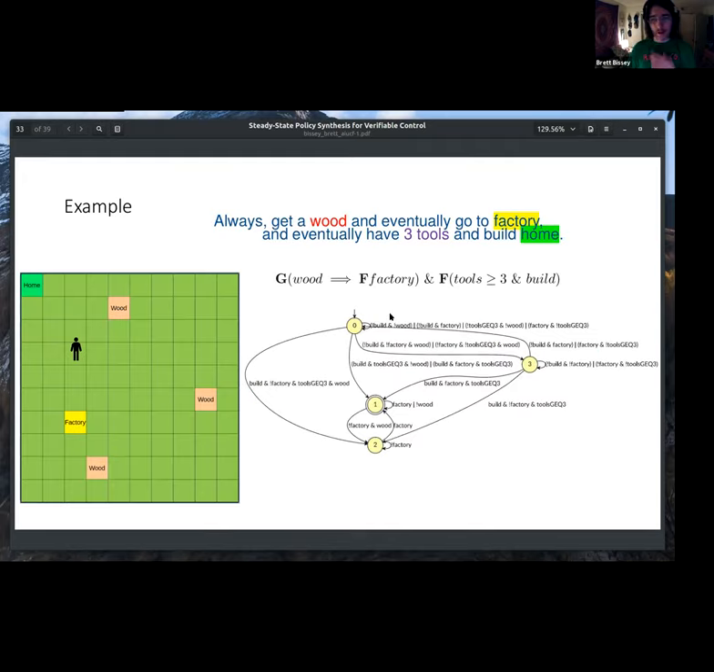So here's an example called the blind craftsman. And this LTL objective in English says always get a wood and eventually go to the factory.